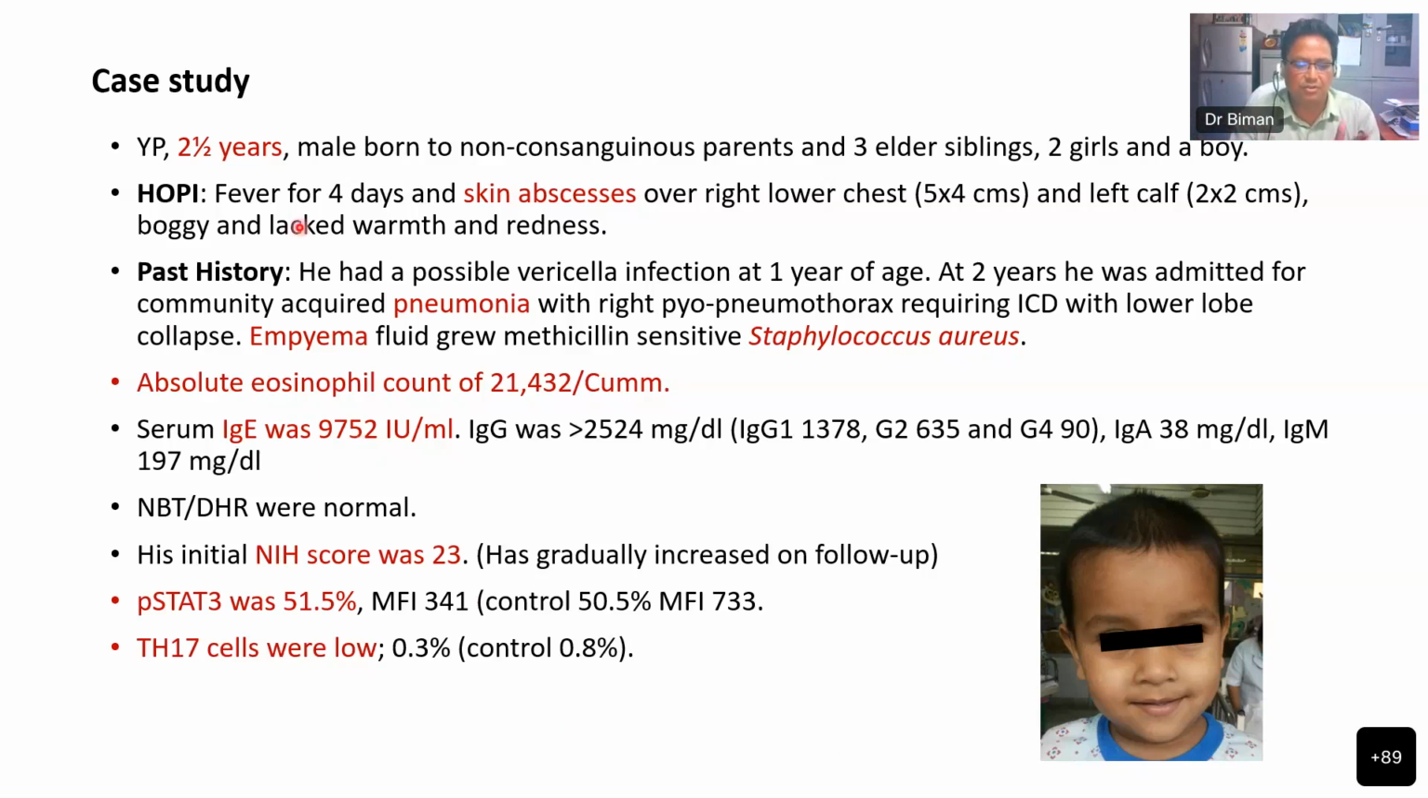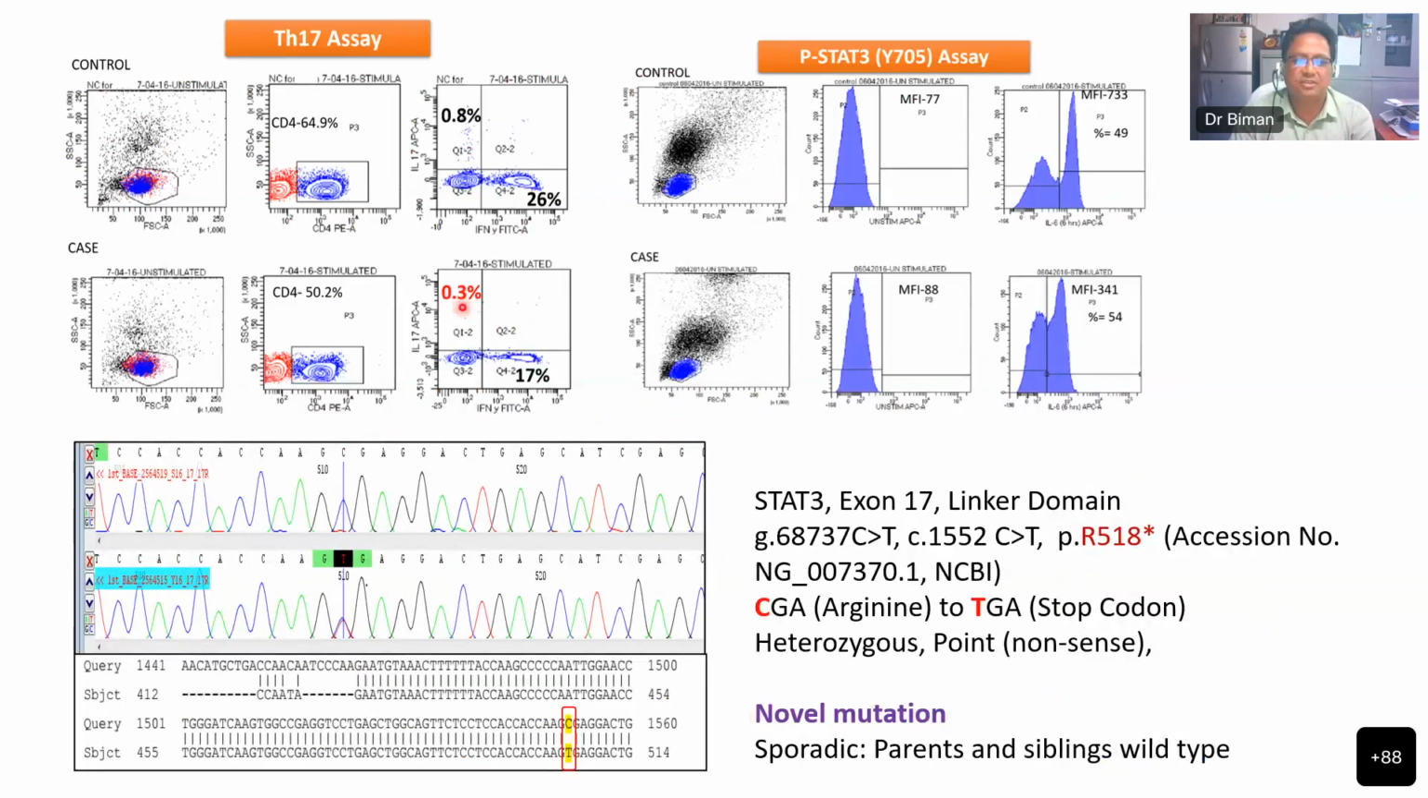And you can look at the phospho-STAT3, because as I told you, STAT3 is very important for development of the Th17 cells. Okay, so if there's a defect in the Th17, the patients have staph infections and candidal infection. That's what I said. So this is a case of hyper IgE syndrome. When you look at the Th17 cells, they are very low, 0.3 compared to the control. Phospho-STAT3 is reduced. And when we did genetic analysis, we found a very novel mutation in the STAT3 gene, which was actually a stop codon. We don't have many patients with stop codon, nonsense mutations in the STAT3 gene.